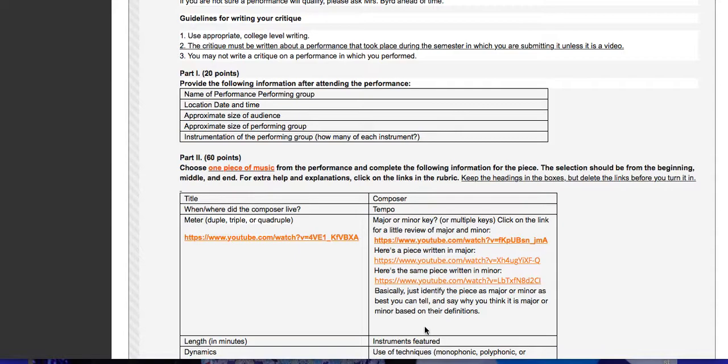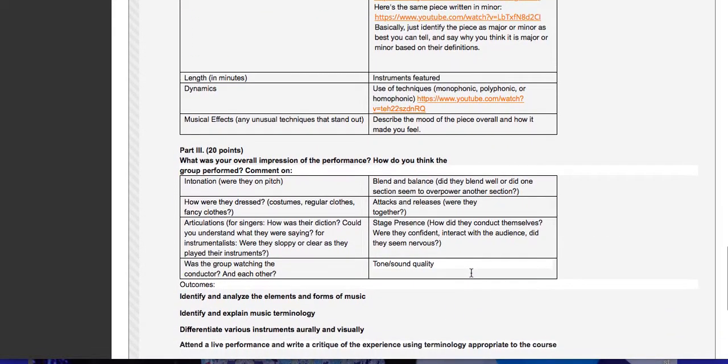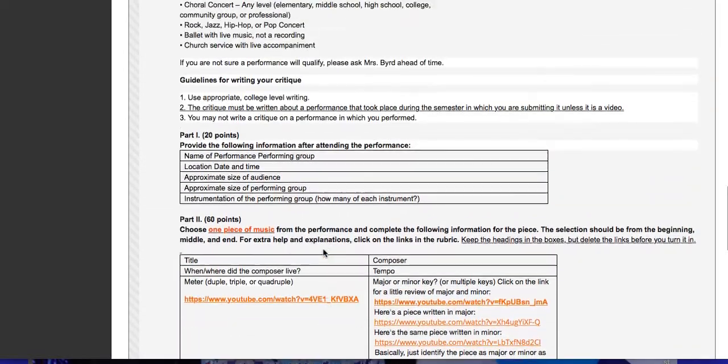Major, minor keys, this one has 3 of them. Use of techniques, monophonic, polyphonic, or homophonic. This is one that people have a lot of trouble with, so make sure you really watch that video and let me know if you have any questions about that. And then it's just overall impressions. Were they together? Were they in tune? What was their stage presence like? You're just going to critique the performance.